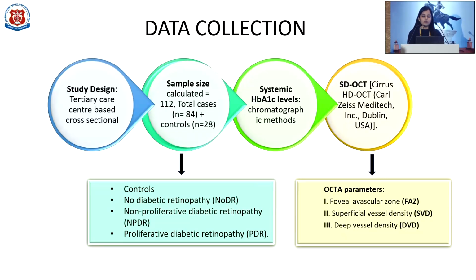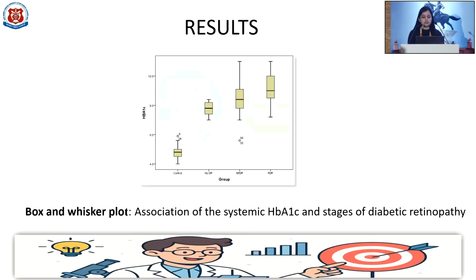The total sample size was 112, divided into 4 groups: controls, no diabetic retinopathy, non-proliferative diabetic retinopathy, and proliferative diabetic retinopathy, with each group having a sample size of 28. The systemic HbA1c levels were measured with chromatographic methods, and the OCTA parameters measured were foveal avascular zone, superficial vessel density, and deep vessel density.